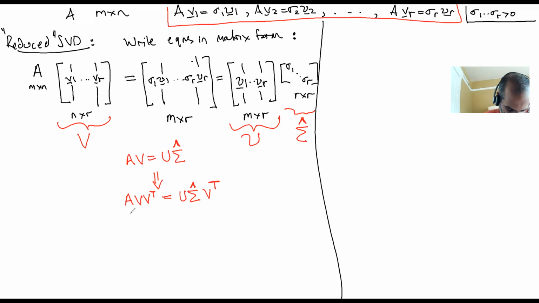If I multiply by V transpose, just to maintain sanity, let's keep track of the dimensions. V is an n by r matrix, so V transpose is r by n. And so now this whole left-hand side is n by n. What am I saying? m by n. And now the nice thing that happens is that A V V transpose is just equal to A.